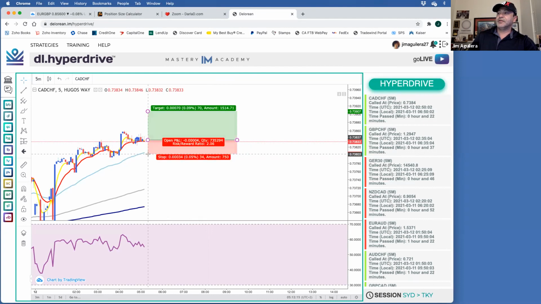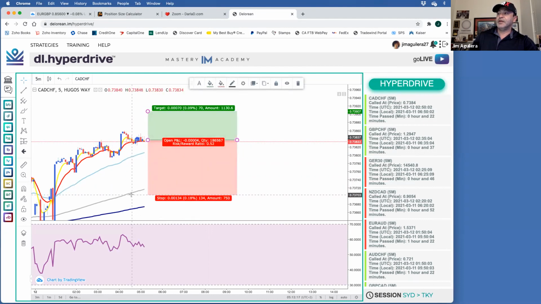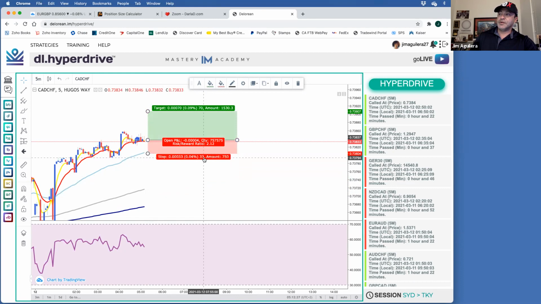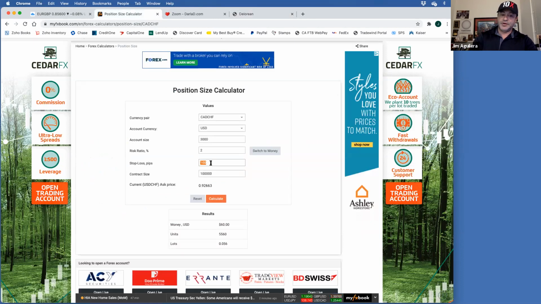I'll make this bigger so you can see what happens if it was really big. So this is 13.3 pips. Okay, I'll put it back at 33. So 33 micro pips is 3.3 pips. So I could put that here, 3.3, which is a really small amount of a stop loss.